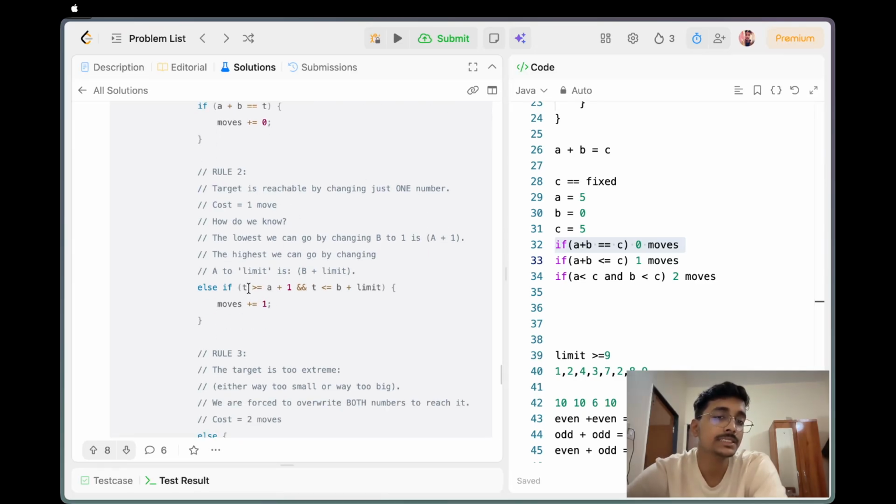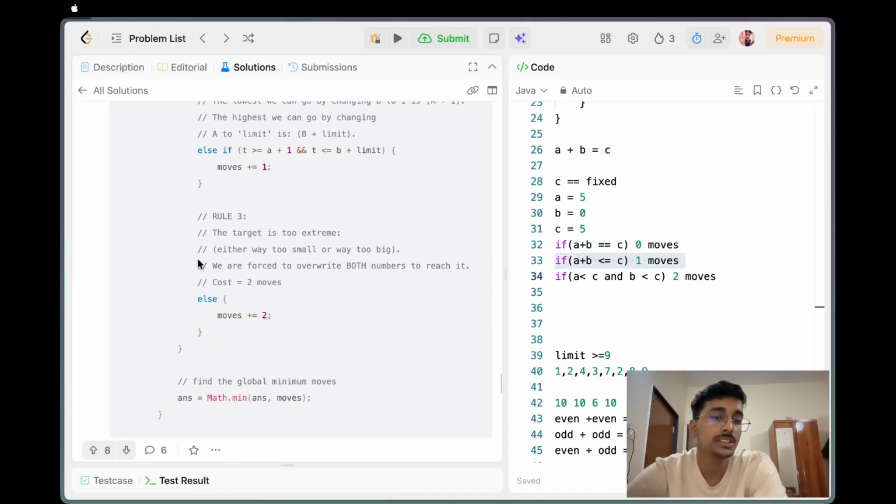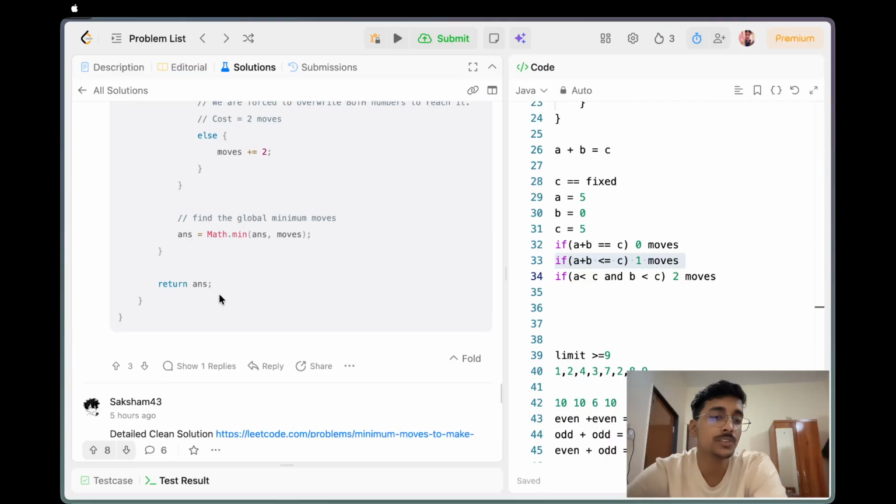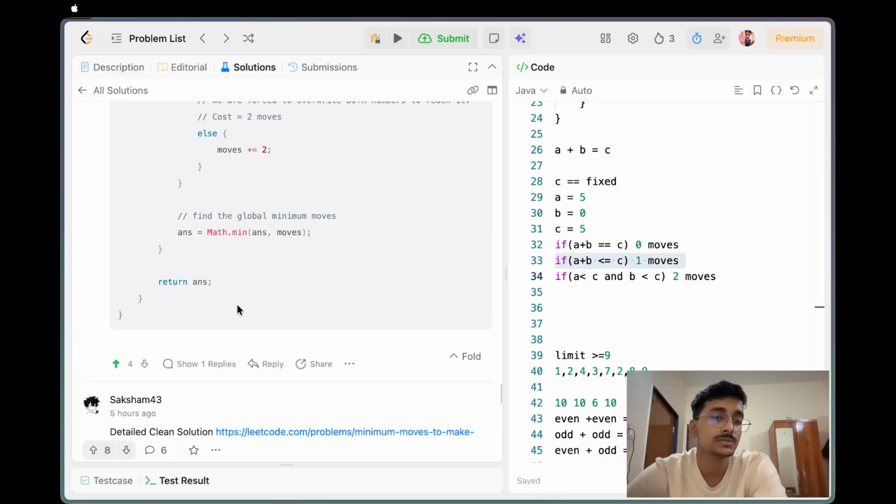T is greater than or equal to A plus 1, or T is less than or equal to the limit plus B. That's the condition I was thinking here, but I thought it was wrong. This is the perfect solution. Yeah, I got it.